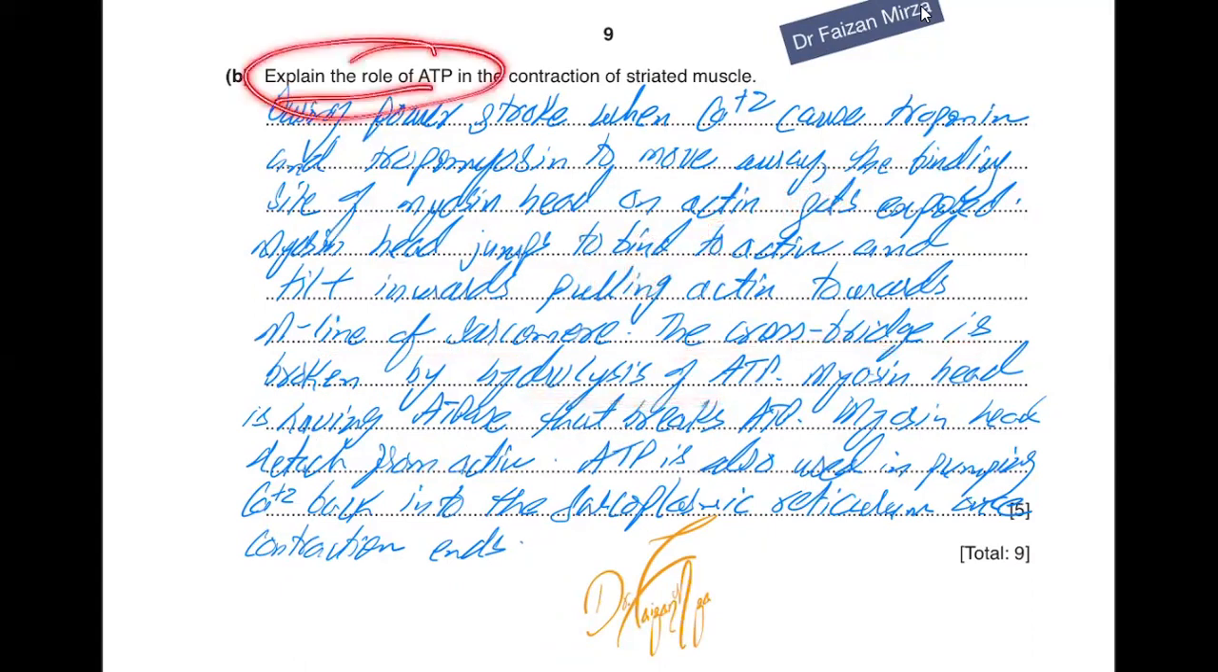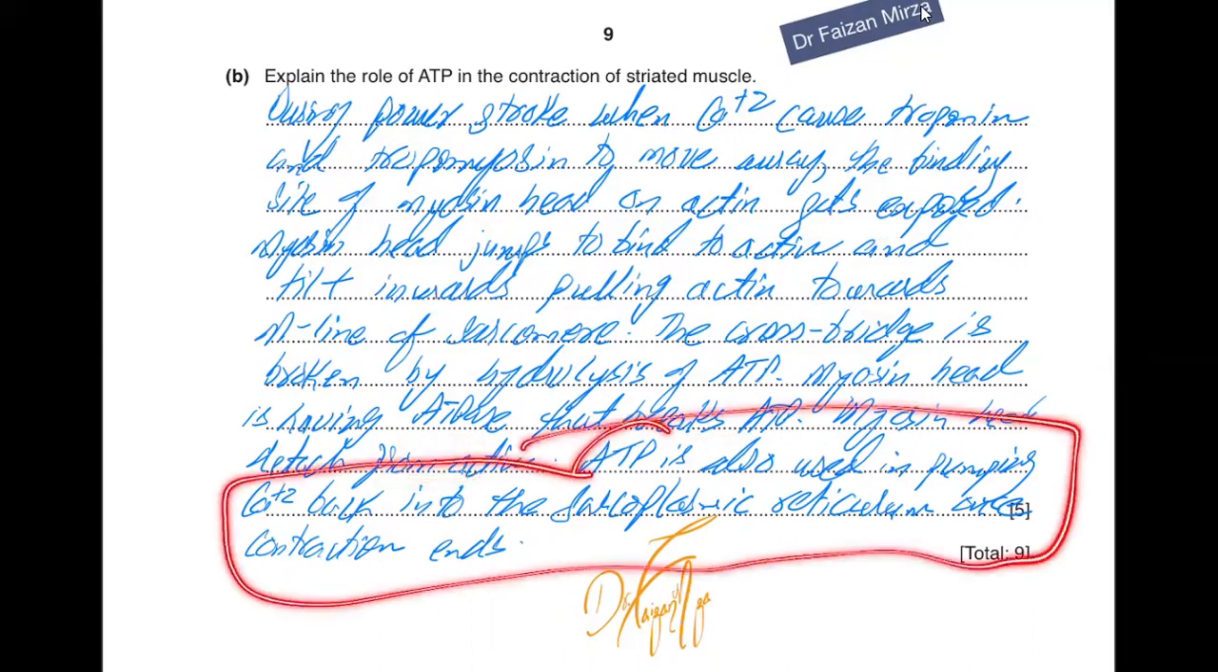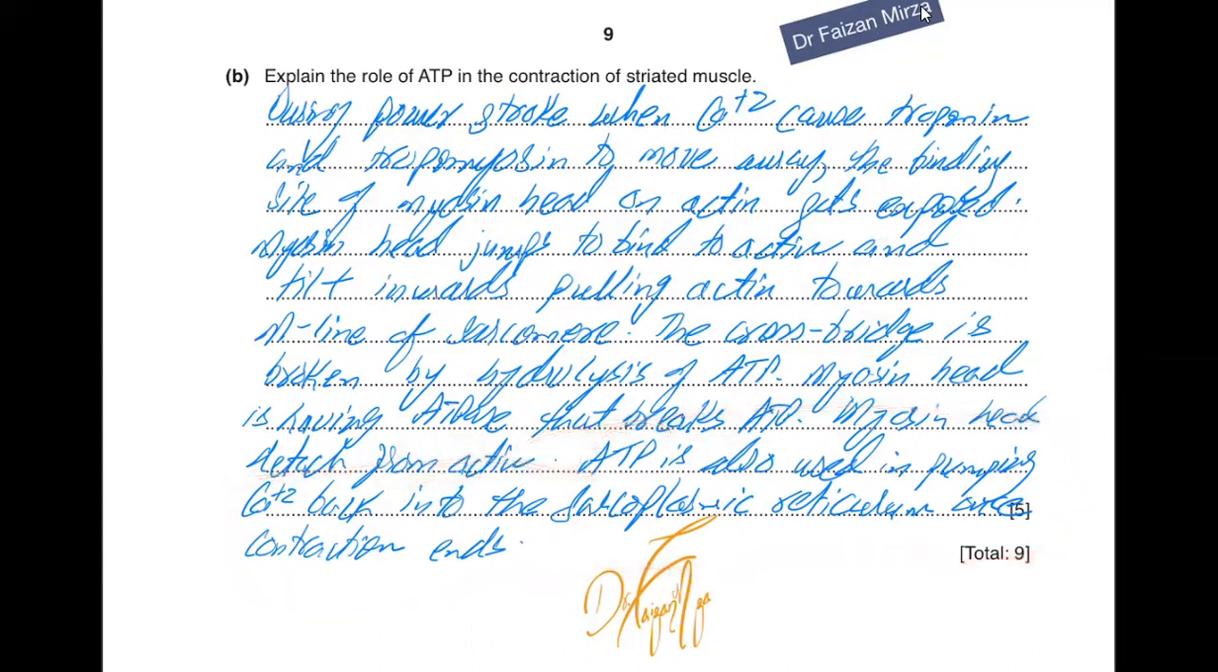Because we have to explain the role of ATP here. So ATP hydrolysis allows the cross bridge to break. The myosin head has the ATPase enzyme, which we already mentioned in the previous diagram and in the table. This enzyme will break ATP. The myosin head will then detach from actin. ATP is also used for pushing the calcium ions back from the sarcoplasm into the sarcoplasmic reticulum once the contraction has ended.